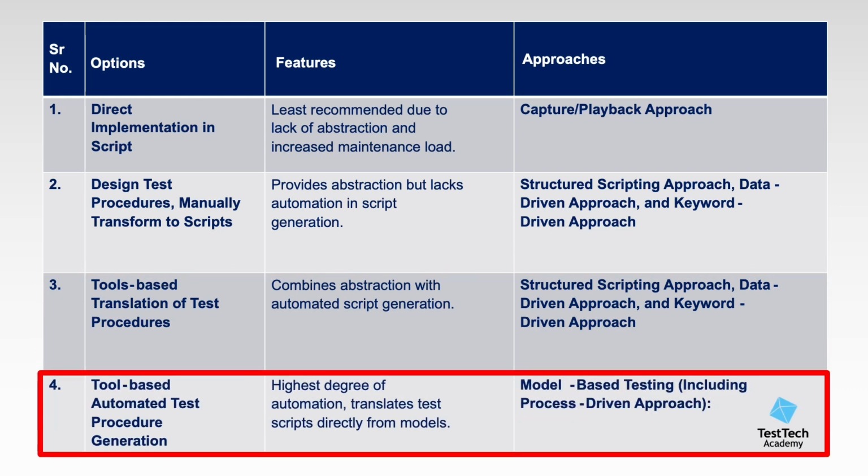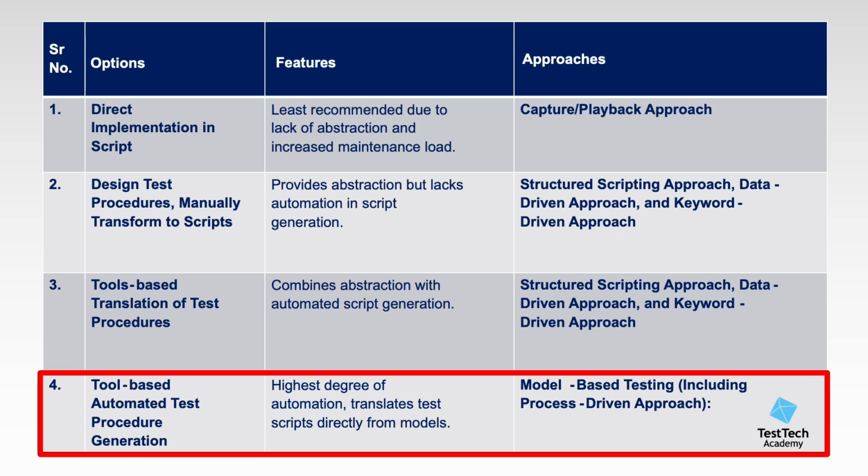The fourth option is that the test automation engineer uses a tool to generate test procedures, and scripts are generated from those generated procedures. It involves the highest degree of automation, where test scripts are generated directly from models using specialized tools. It also offers maximum automation, reducing manual effort and ensuring consistency. Model-based testing, including the process-driven approach, is suitable for this option.